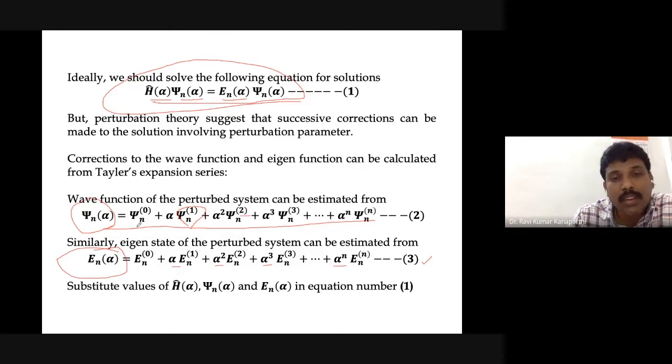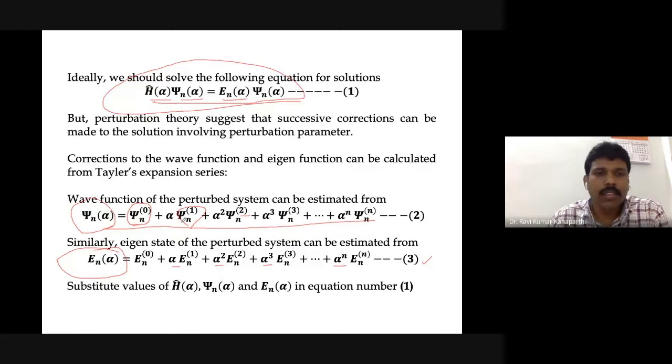You can see how it is expressed. What is psi n of 0? Psi n of 0 is the unperturbed system wave function. This plus alpha times psi n of 1 is the first correction, then this is the second order correction, this is the third order correction, and this is the nth order correction. So we can make a successive series of corrections to the unperturbed system wave function, and when you add them together, you get the complete solution of the perturbed system.